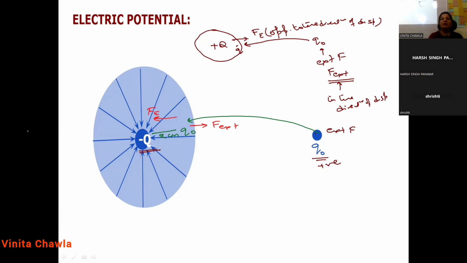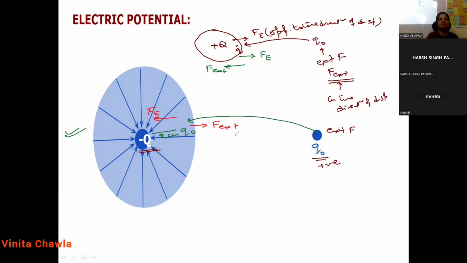Yes, in the previous case, when both the charges were positive, then electrostatic force was acting in this direction, ठीक है? And this external force was acting in the opposite direction. But in this particular case, electrostatic force is acting inward and external force is acting outward. Okay, clear?